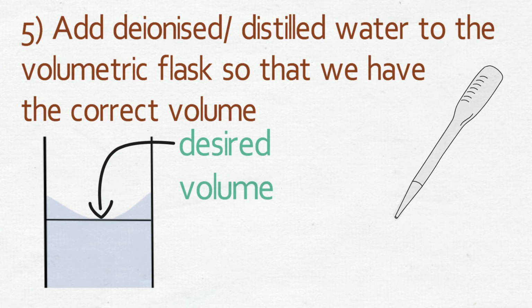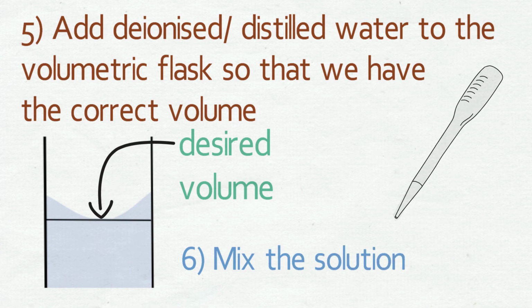When we have the correct volume, we're then on to the final step. The final step is to hold a stopper in the top of the flask and to turn the flask upside down. This is to mix the solution so that the solute is evenly spread out within the solution.